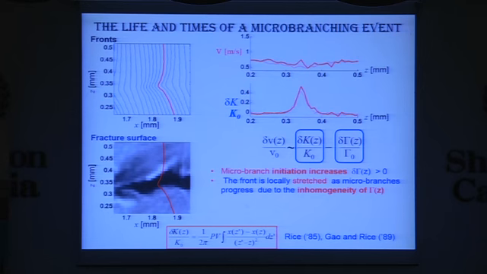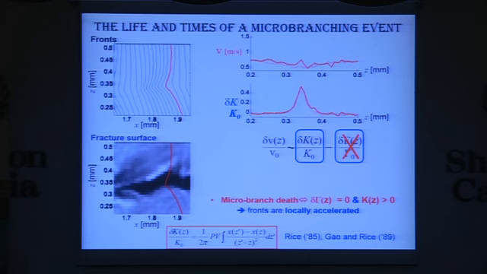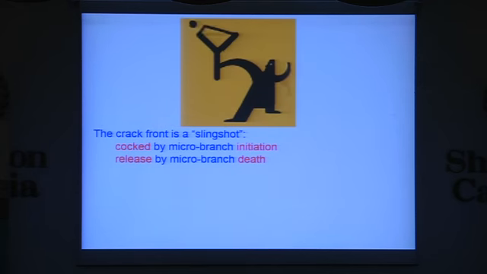Now, what happens when the branch dies? This guy will stop contributing. We've taken a rubber band and stretched it, and for whatever reason, the microbranch decides to die, and now we're releasing the rubber band. So what's going to happen? The velocity spikes. The instantaneous velocity at the time of the death of a microbranch jumps to, I don't know, 3 or 4 times its previous value. So the picture that you should have in mind is a slingshot: the rubber band is caught by microbranch initiation and is released by microbranch death.